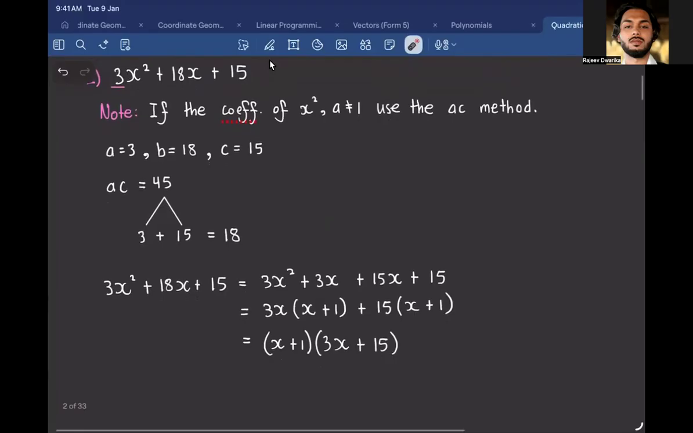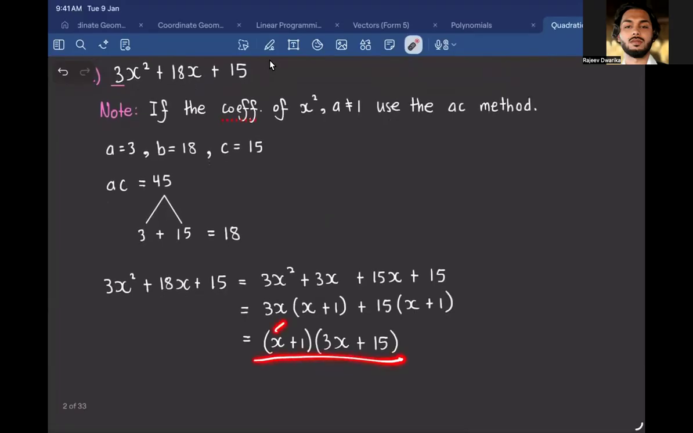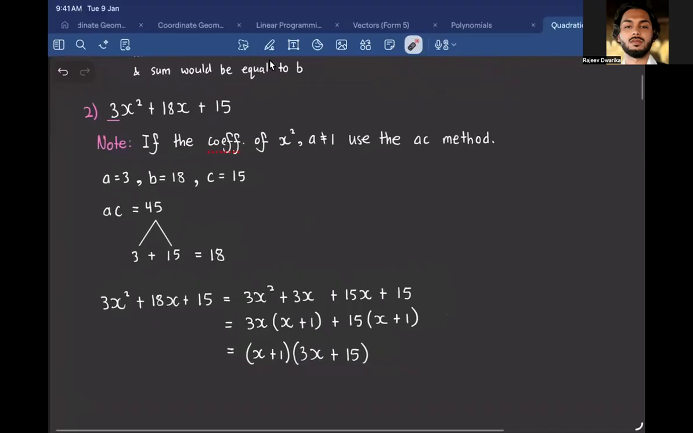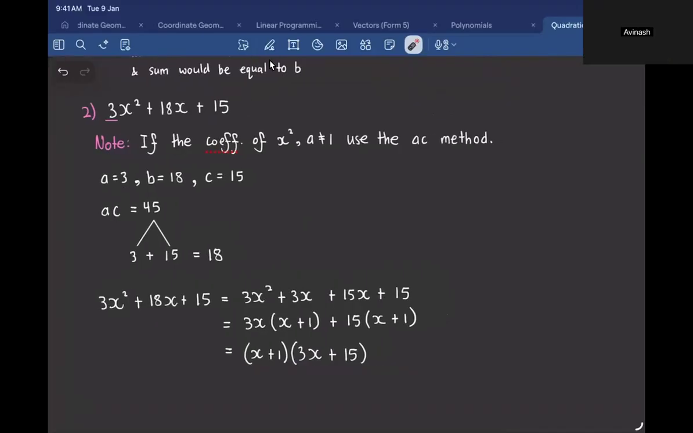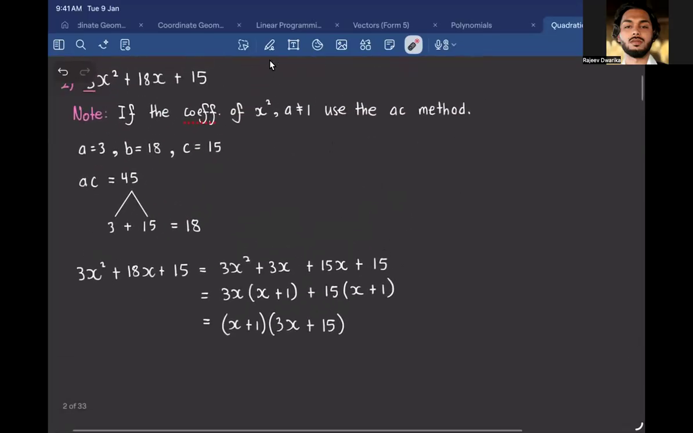And if I were to expand this out, what am I supposed to get back? 3x squared plus, so get like the thing on top, sir. Right, so what's the thing on top? 3x squared plus 3x plus 15x plus 15. Okay, you're right, but tell me the full thing we're supposed to get back. We're supposed to get back what we started with, 3x squared plus 18x plus 15. So let's see if that's the case.